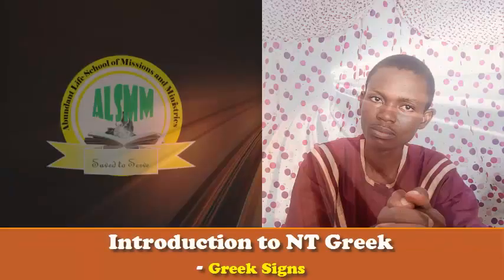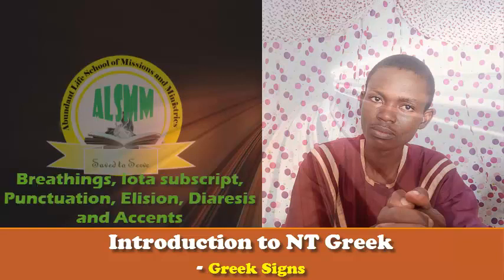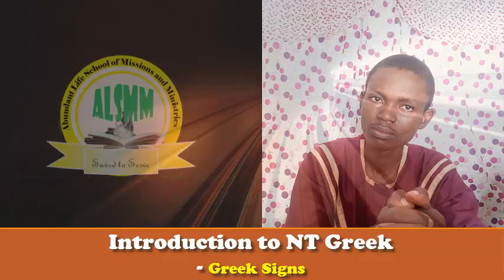Welcome back. On lesson 2, we shall be considering Greek signs. We shall be considering the marks called breathings, iota subscript, punctuation, elision, diaeresis, and accents. To start with, breathings. These signs are just to make up for the letter H, which is absent in the Greek alphabet.